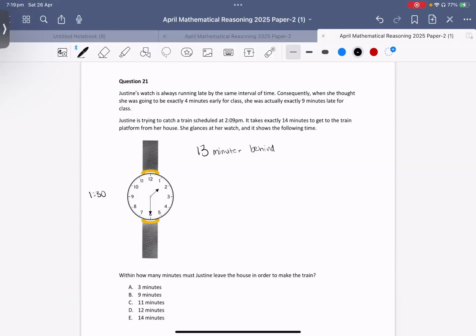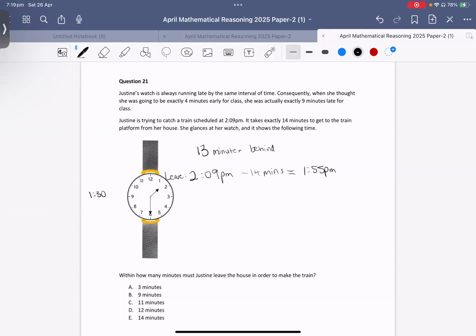So if it's 2:09 p.m., right? She needs 14 minutes to get there. So she needs to leave her house 14 minutes beforehand. So 2:09 minus 9 minutes would obviously be 2 p.m. And then minus another 5 minutes from that would give us 1:55 p.m., right?